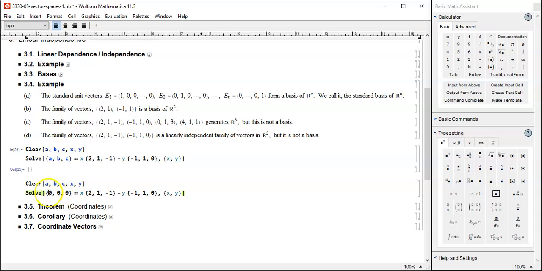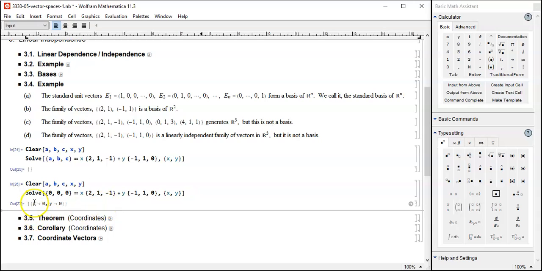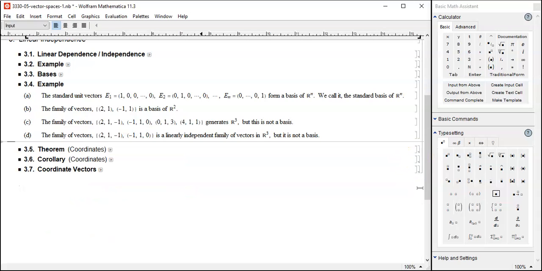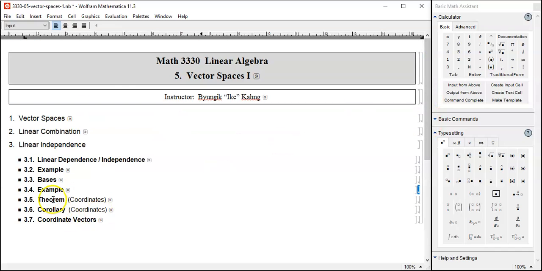Add up to the (0, 0, 0) vector, and then find out x, y. Do we only have the trivial solution? Yes. Only x equals 0, y equals 0. Otherwise, impossible. So linearly independent, yes. Generating, no. But then again, setting up all these equations and doing this by paper and pencil, good luck about that. Okay, so much for bases and examples. Theorems and others, let's do those in a separate video.